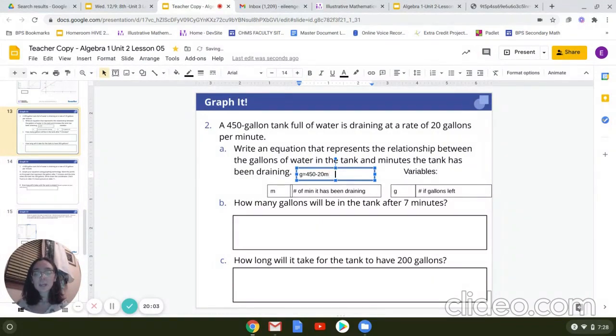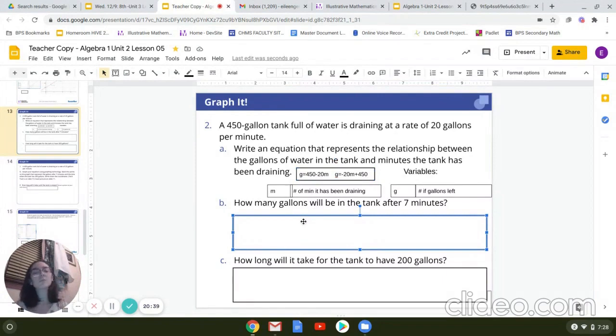If you wrote it this way, G is equal to negative 20m plus 450, that means the same thing, and it is 100% correct. I just thought about it logically and put it in the order that made more sense, so I didn't need to write it as a negative 20. I could just say minus 20 times the number of minutes that it's draining. So I have both of these equations. They mean the exact same thing.